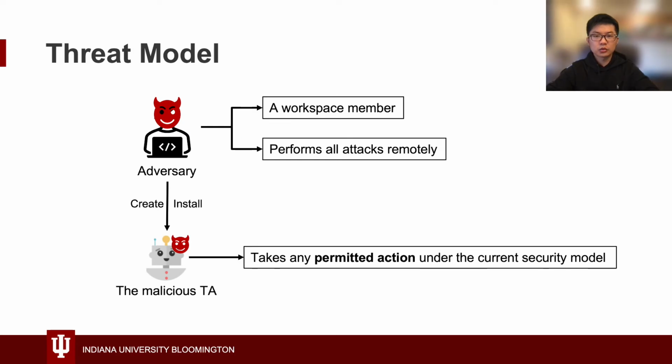Given the two access control models for protecting a team chat system, let me introduce our threat model. We assume that the adversary is a workspace member with the privilege to create and install a team chat app in the workspace, while the team chat app can take any permitted action under the current security model. Besides, the adversary will perform all attacks remotely without accessing the victim's computer and software.